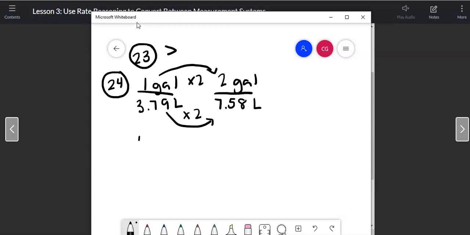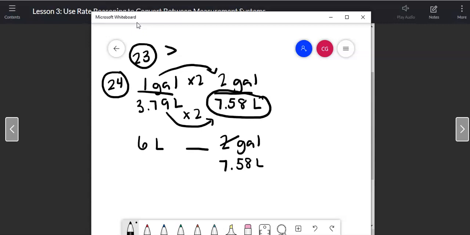Our original problem says 6 liters is what? 2 gallons. And I changed my 2 gallons into this right here. So my 2 gallons is now 7.58 liters. 6 is less than 7.58. And then number 25 is going to be greater than. And that's it for on your own.